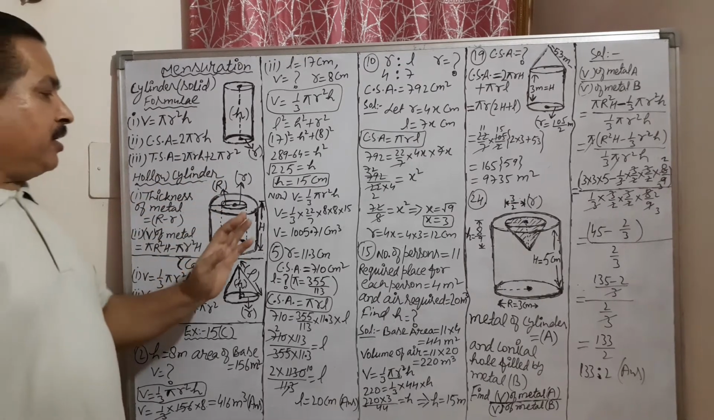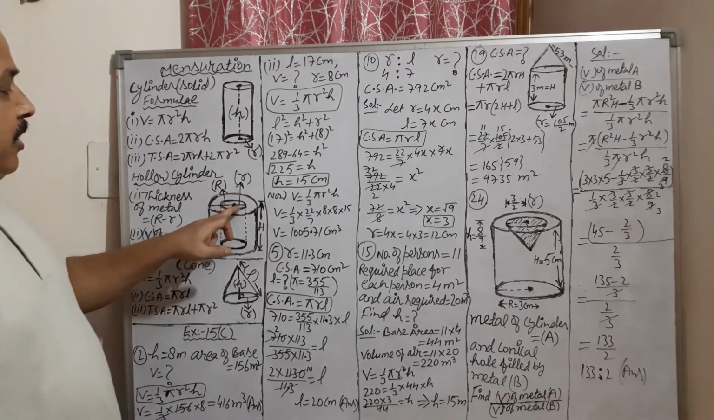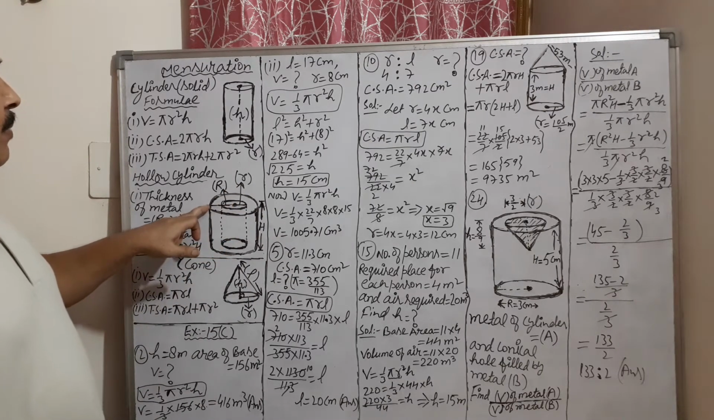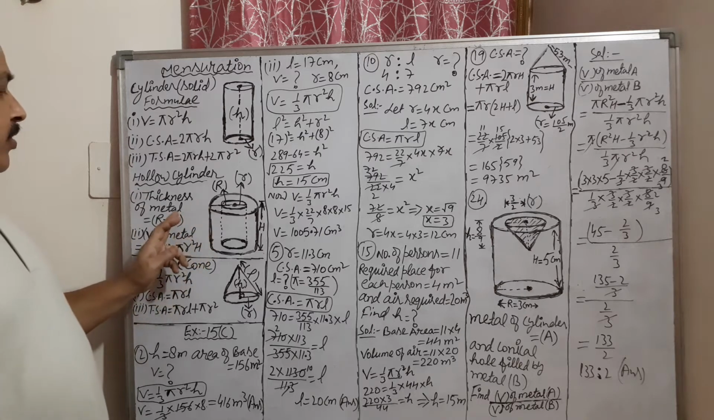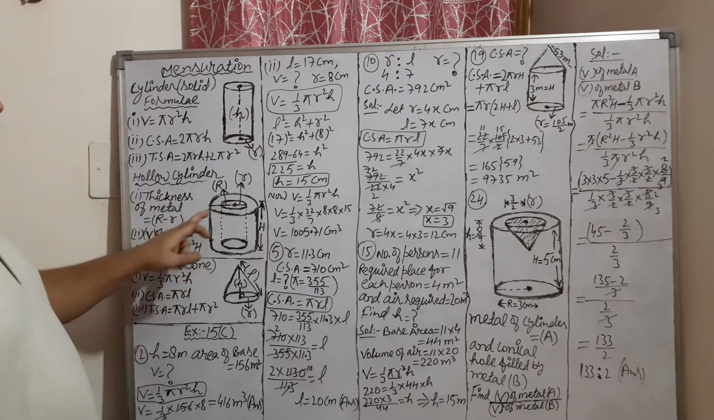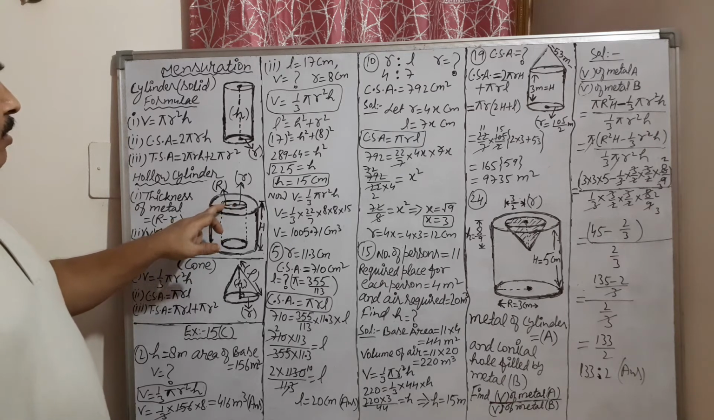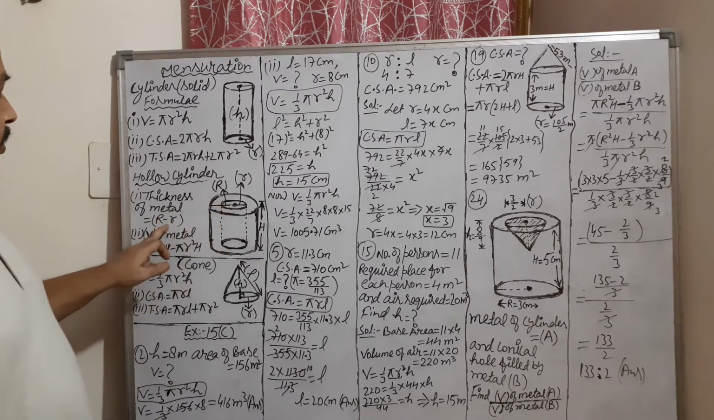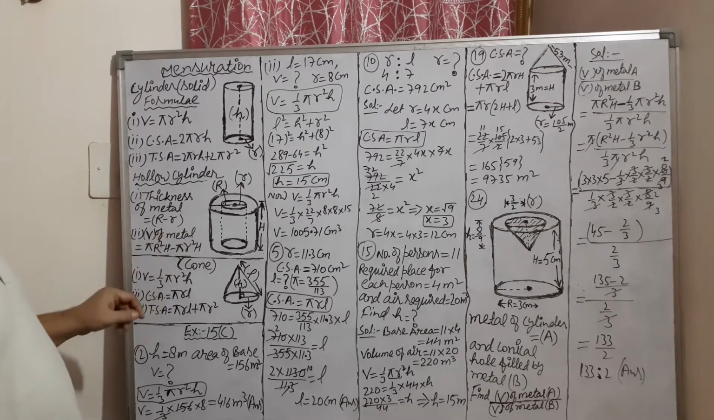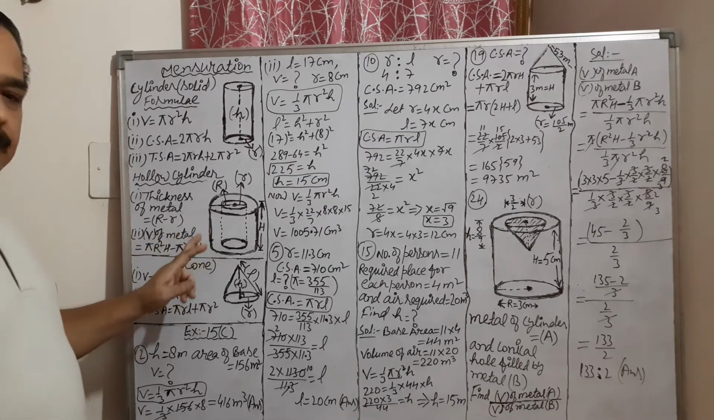Now see the hollow cylinder. In a hollow cylinder, the internal radius is small r and the external radius is a capital R. So what will be the thickness of the metal? Metal thickness we can calculate like this: capital R minus small r. So this is the formula for thickness of the metal in a hollow cylinder. A hollow cylinder is just like a pipe.